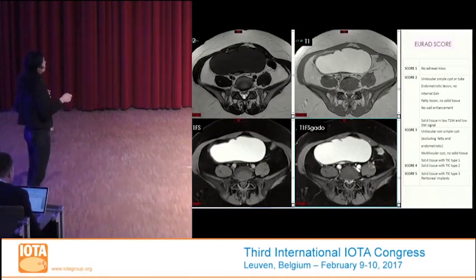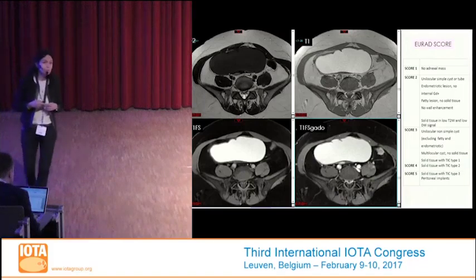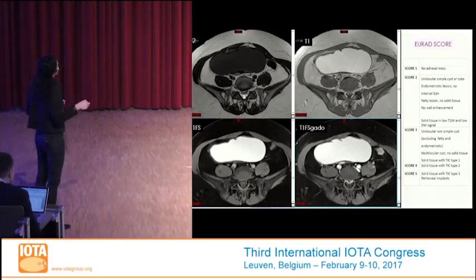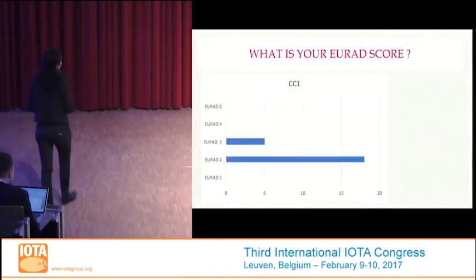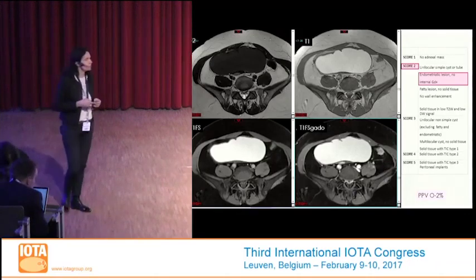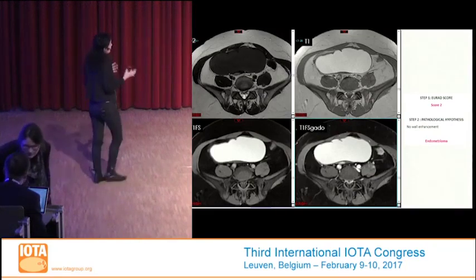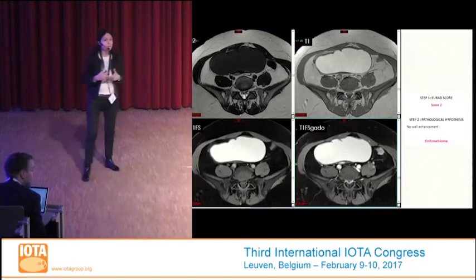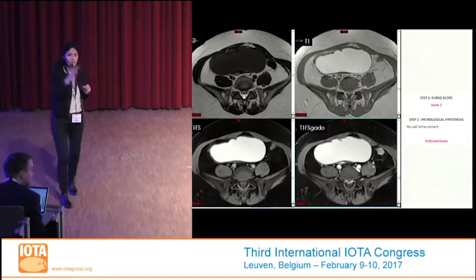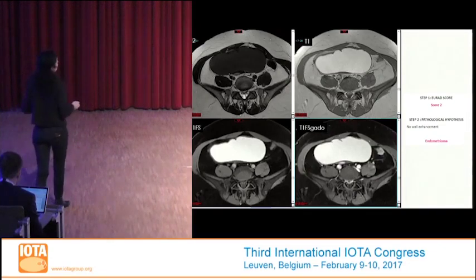And see, if we look at the signal, it's very bright on T1. It's higher than fat, so it suggested endometriotic component. So it looked like an endometriotic component, no internal gadolinium enhancement, so it looked like score 2. And when we look at the answer, most of people answer score 2. This lesion was really a score 2, and there was no enhancement, so the different diagnoses you can have are hematosalpinx or endometrioma. We know that in hematosalpinx, there is a wall enhancement. In endometrioma, there's no wall enhancement, so in that lesion, that was an endometrioma.